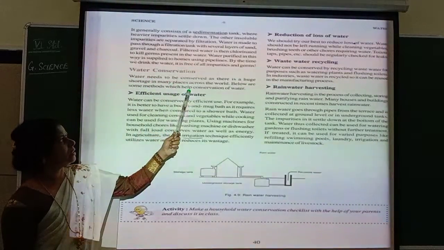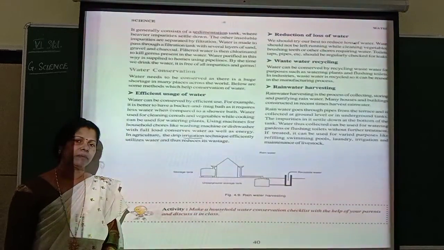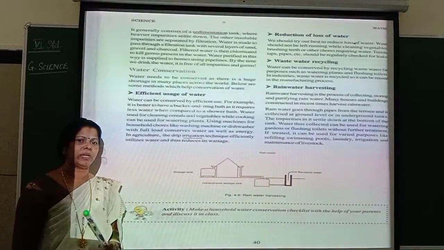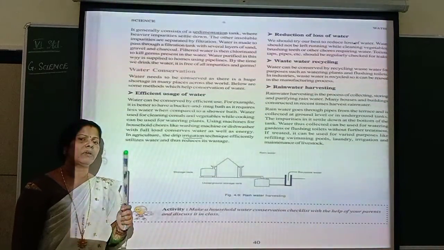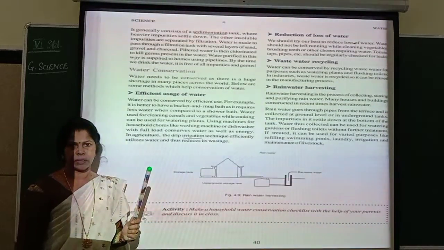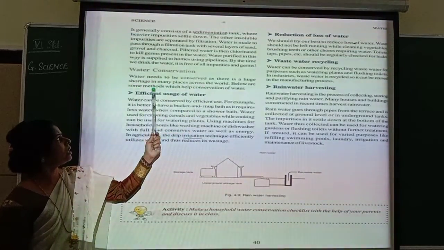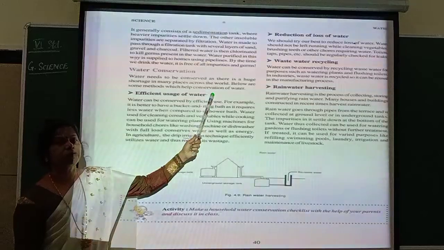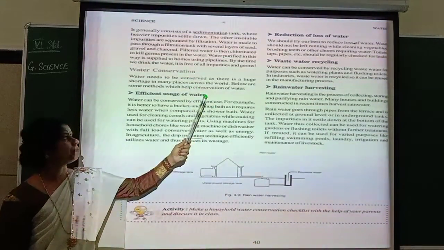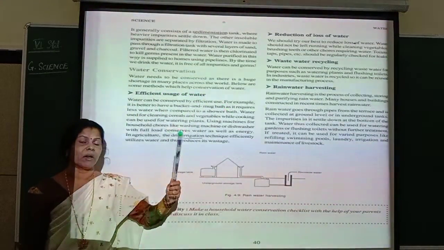Water conservation. Water needs to be conserved as there is a huge shortage in many places across the world. In the previous class I told you, all the water which is present in the world is not for drinking. Very little water is available for drinking. Most of it is saline water, salty water, which cannot be taken. Across the world, drinking water is very less. Below are some methods which help conservation of water. How do we conserve? How do we save water?